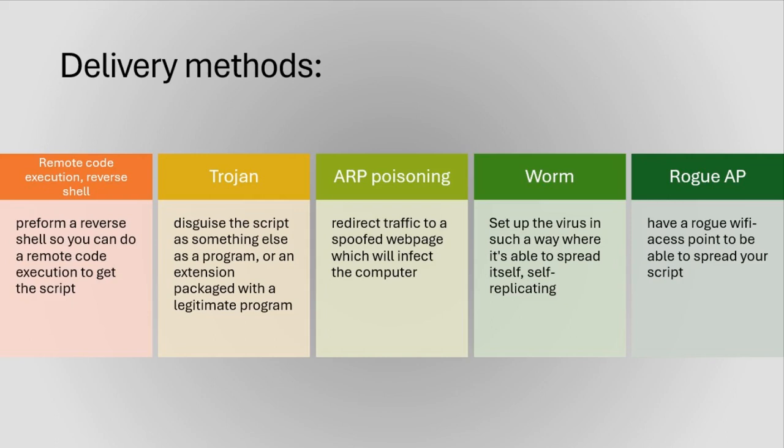You could do a Trojan to get that script on that other person's computer, or package it as an extension with a legitimate program. You could do ARP poisoning, address resolution protocol poisoning, and redirect traffic to a spoofed web page. Or you could also do a worm, which is a self-propagating virus that would spread it and automate it more. Or another way to automate it is through a rogue access point, which would redirect Wi-Fi traffic.